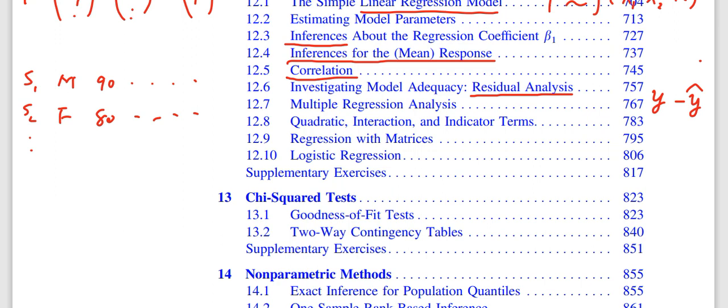So instead we have a one-way table, two-way table. Those are chi-square tests. Here we will explain why those are chi-square tests, where the chi-square comes from.